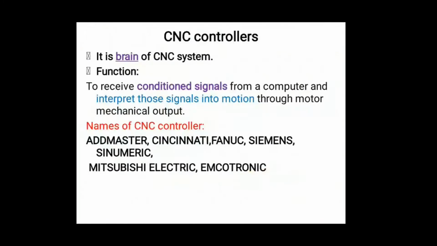Okay, so we will see the next part, that is the CNC controller. This is the brain of the CNC system, and its function is to receive the conditional signals from a computer and interpret those signals into motion through motor mechanical output. Means whatever input in the form of the part program, they are going to convert into signals, and interpret that signal into actual motion in terms of mechanical output. So we are driving the spindle, that is your mechanical output. Okay, so the primary function of the CNC system is control of the machine tool. This is the primary function.